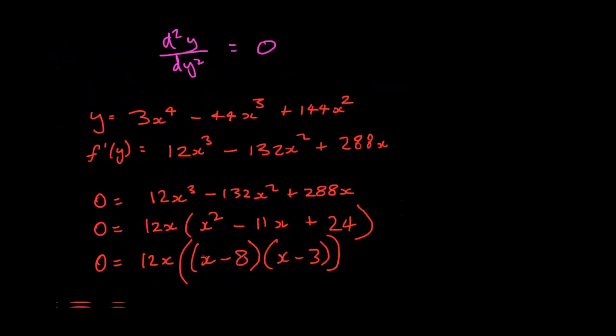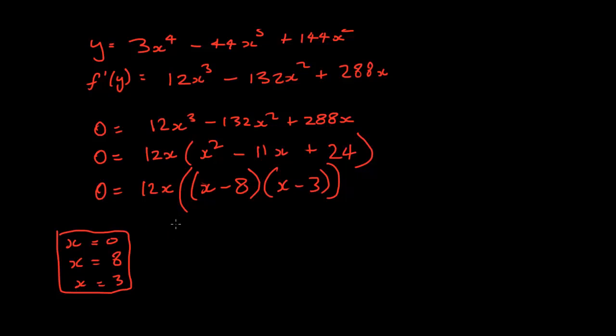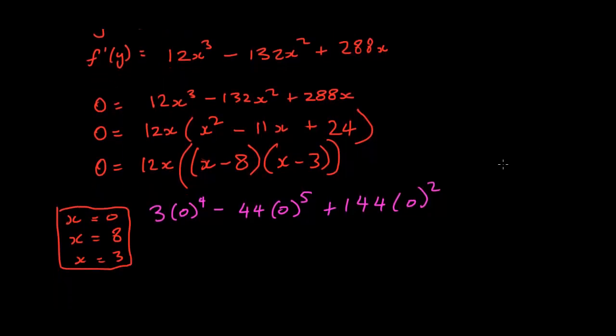So let's sub it into the original equation, not the differentiated one, so we want to sub it back into this. So here we go. We have 3 times 0 to the 4 minus 44 times 0 to the 3 plus 144 times 0 to the 2. Now, obviously, you know that that equals 0. So the first stationary point is 0, 0.